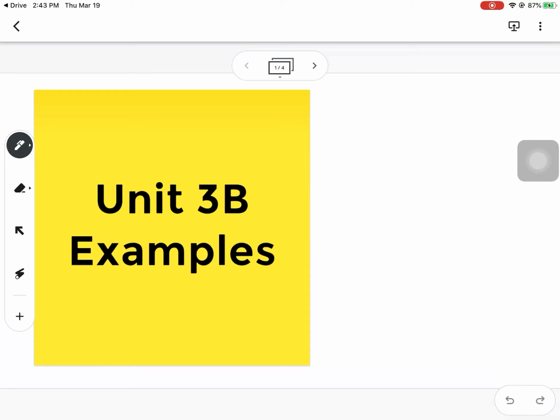Unit 3B was when we started talking about higher order polynomials and how to solve those for their x-intercepts, how to solve those equations. With these, this is when we started talking about polynomials that we couldn't necessarily factor, and we had to do the rational root theorem too. And so that's what I'll talk you through here in these next examples.